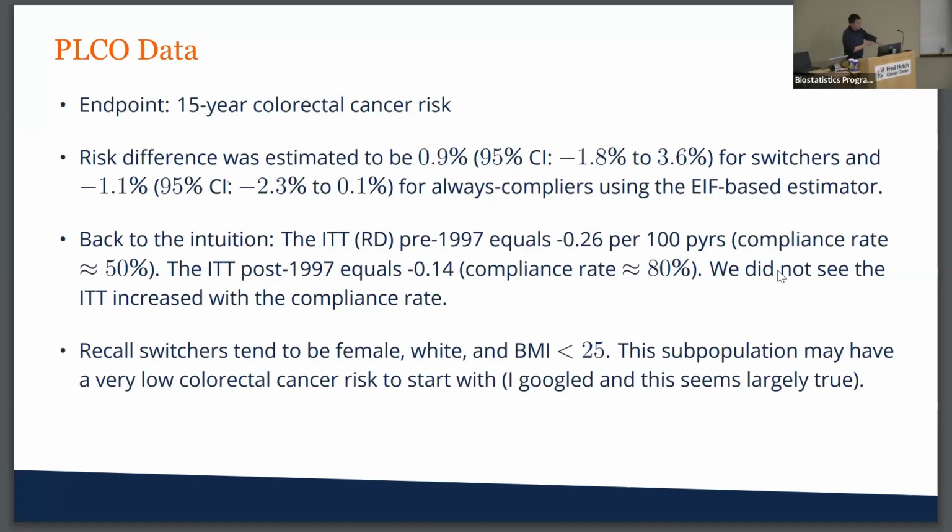Outcome is 15-year colorectal cancer rate. So ideally, we would want to see the switcher... I don't know what we really want to see, but hopefully the treatment actually matters for the switcher population as well. But when estimating for switchers, it's a pretty wide confidence interval, and there's not even a hint of evidence that there's a treatment effect.